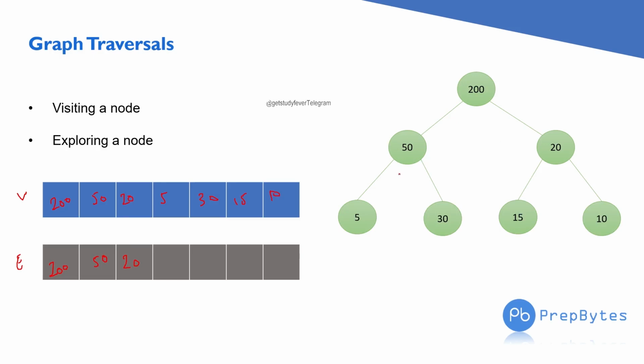Now let me tell you how this visiting and exploring is done in two ways. The first one is breadth first search and the second one is depth first search. In case of trees, breadth first search is nothing but level order. First we start from here, then we complete this level, and then we complete the last level.